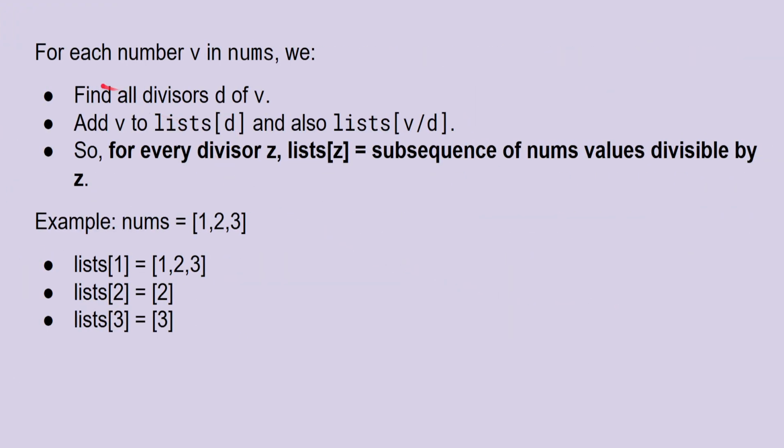So how are we going to do this? Let's suppose we are given the numbers 1 to 3, and for all the numbers in the given nums, we have to find the divisors of v. We add these elements into the list of divisors, and also the list of v by d. So for every divisor z, the list of z holds the values that are divisible by z. Let's take 1 to 3 first, then 2, and then 3, like that, because 1 can divide all of these elements, 2 can only divide 2, and 3 can only divide 3.